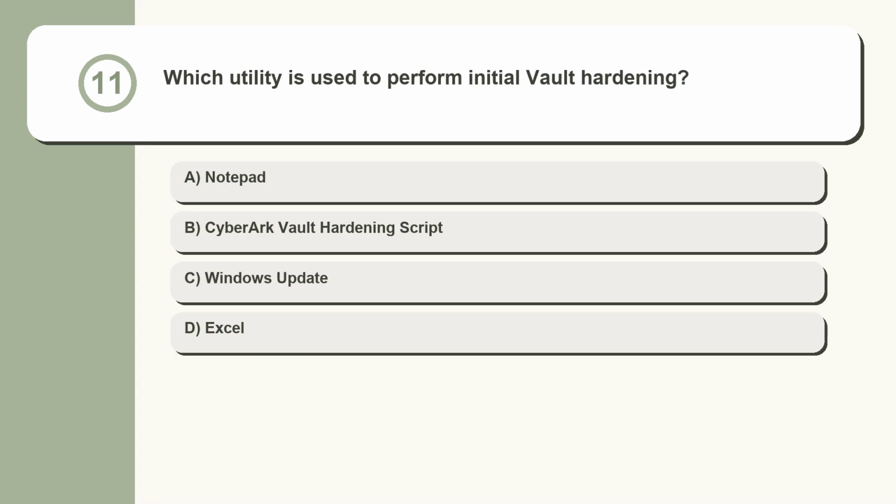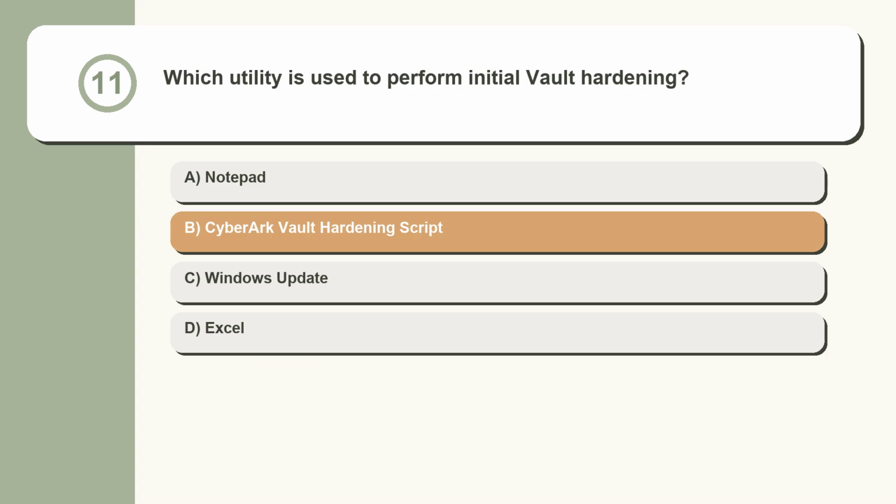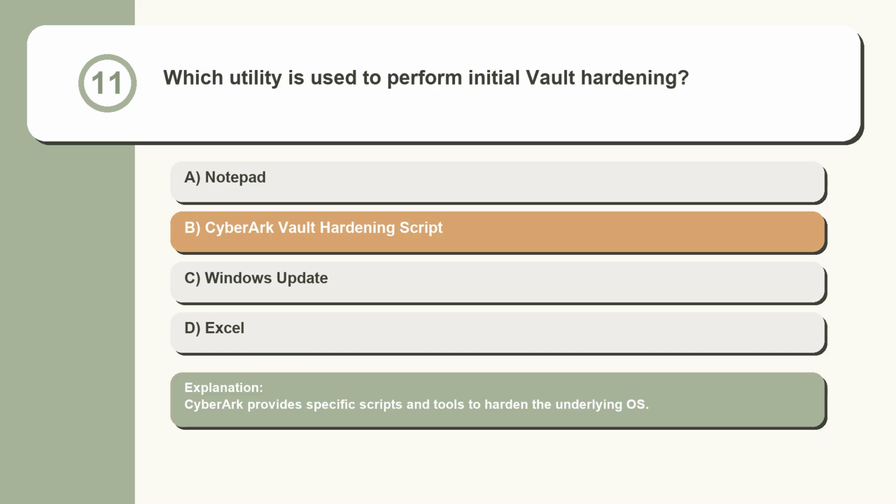Question 11. Which utility is used to perform initial vault hardening? Notepad, CyberArk Vault Hardening Script, Windows Update, Excel. CyberArk provides specific scripts and tools to harden the underlying OS.